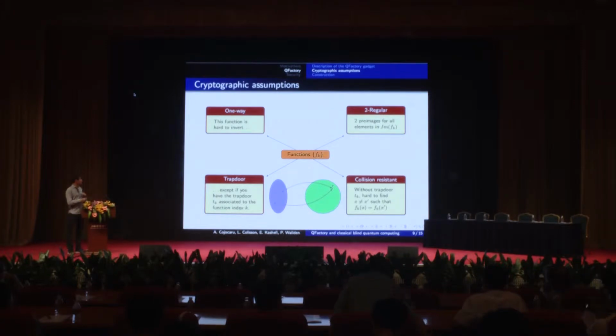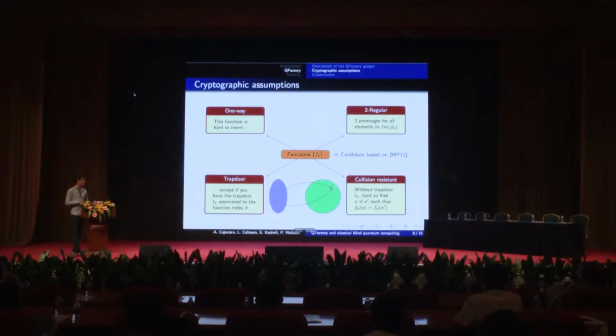And the other property we require is that these functions need to be one-way. So this function needs to be hard to invert. If you know the y, it should be pretty difficult to find the x and the x prime, except if you know a trapdoor. Each of these functions will have an associated trapdoor, tk. And if you know this trapdoor, basically everything is easy. You can invert this function, you can find collisions, you can do whatever you want.